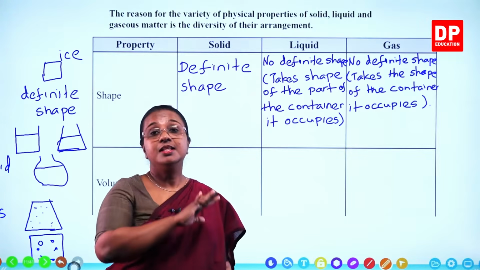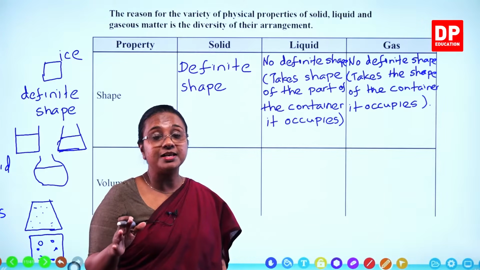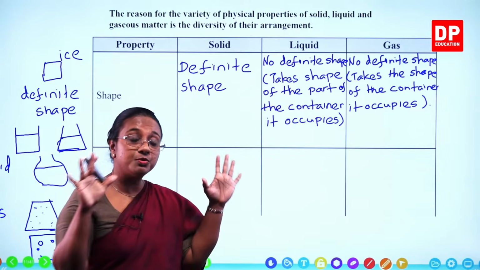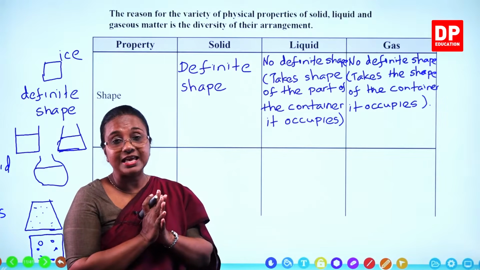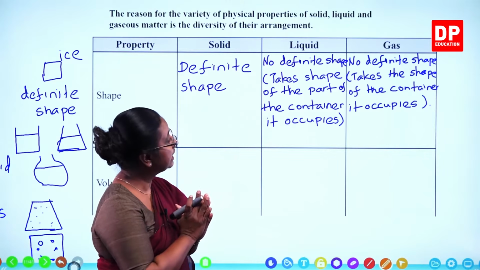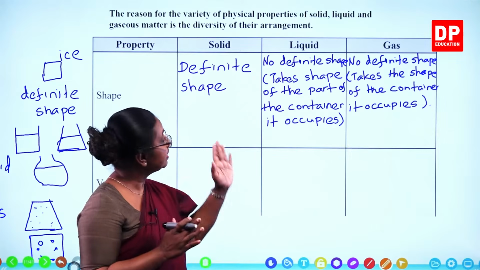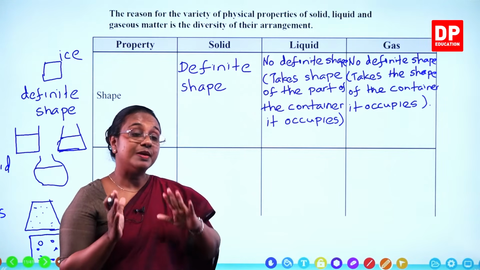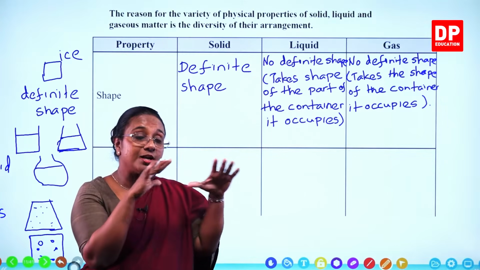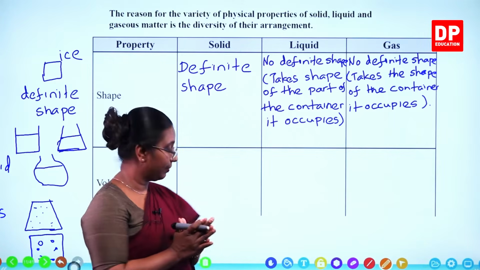What is the reason? The particles are randomly arranged. There is very much space between the particles. They can move randomly and freely. So because of that, they spread throughout the volume of the container and they take up the shape of the container. But here in liquids, they cannot move freely and randomly like the gases, but they can move to a certain extent. So because of that, they take the shape of the container and the part of the container that they occupy. So that is what happens in liquids.